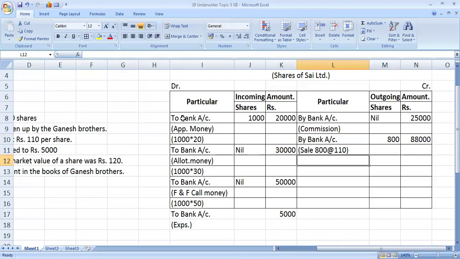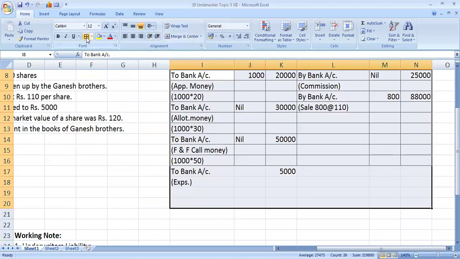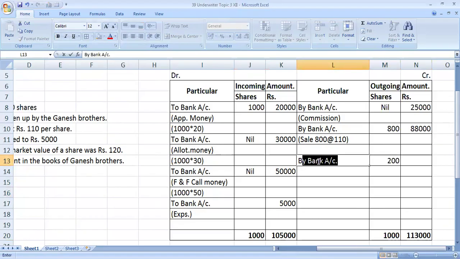Now, create a total of both sides. Here, the debit side is more than the credit side. It means 1000 minus 800, the difference balance is 200 shares. Hence, write it down by balance.